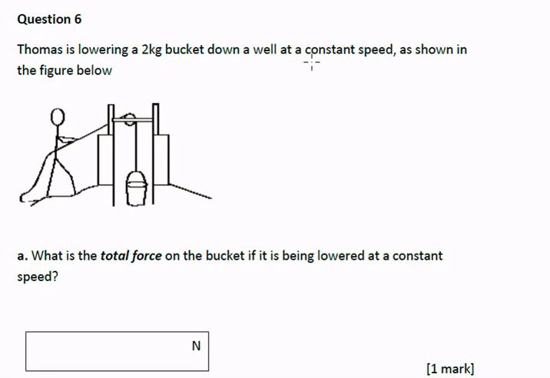Thomas is lowering a 2 kg bucket down a well at a constant speed, as shown in the figure below. If something's moving at a constant speed, the acceleration equals 0. Total force equals ma, so with acceleration 0, the total force on it is also 0. Now this is before I've even answered the first question. I know what that means.